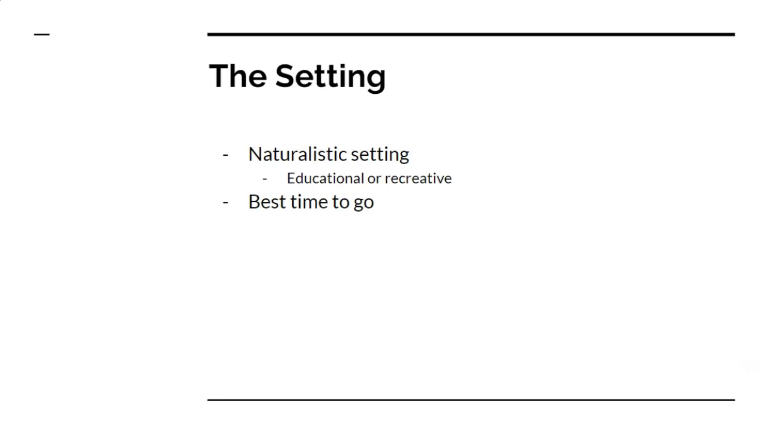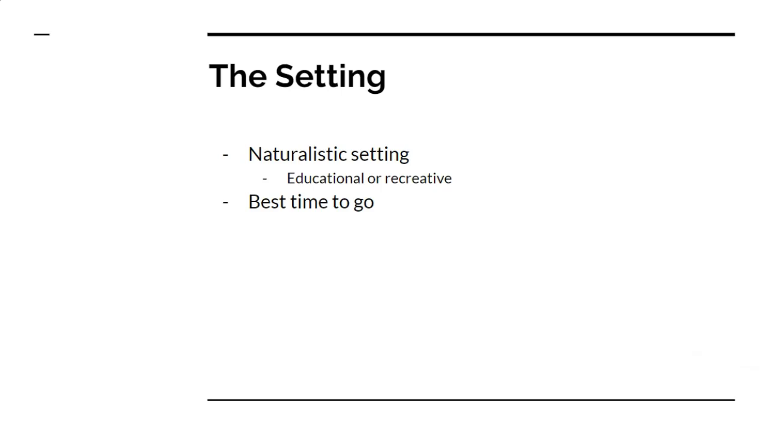Next, we'll focus on the setting. You want to make sure that when you're observing a child, they are in a naturalistic setting. So that means an everyday type of environment. And when I say every day, it may not necessarily be an environment where the child is every day, but it's an environment where we would expect the young child to be. So that can be an educational setting, such as a child care center, a preschool. It could also be a recreational setting, such as a park, a museum. You can also do your observations in the home.